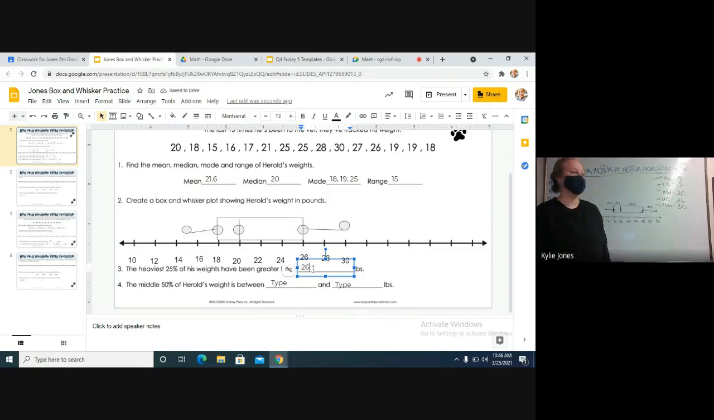No, it's not. But this is part of his weight. This is the greatest 25% of his weight. From here to here is his top 25%. No, remember, it doesn't matter what the data looks like. Each section is 25%. So this is the top 25%. This is the end, yeah. It's the greatest 25%, so it's the top part. So anything greater than 26 pounds is the heaviest 25% of his weight.